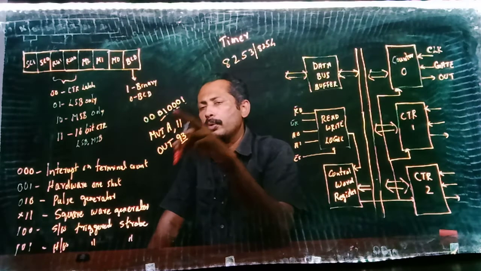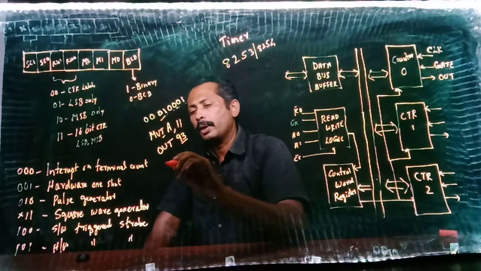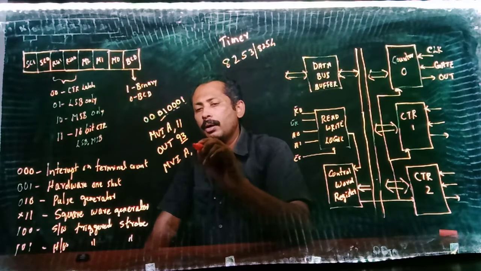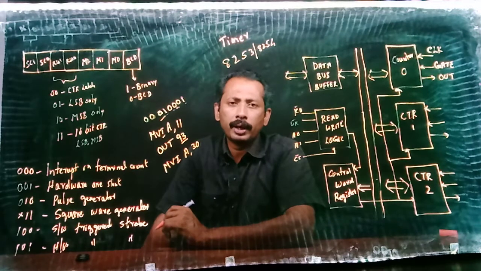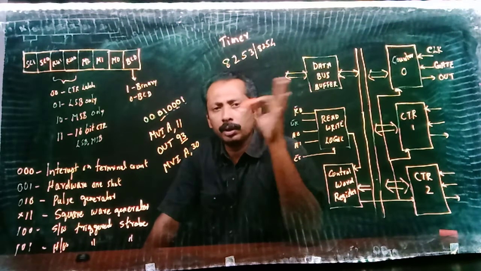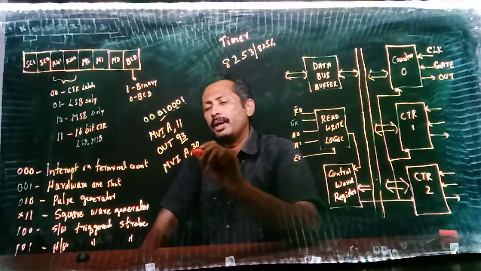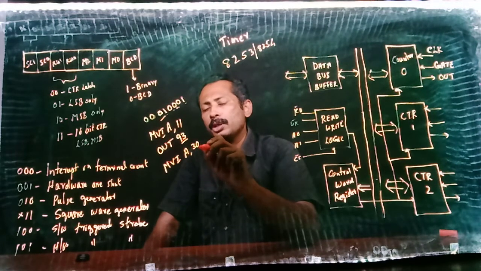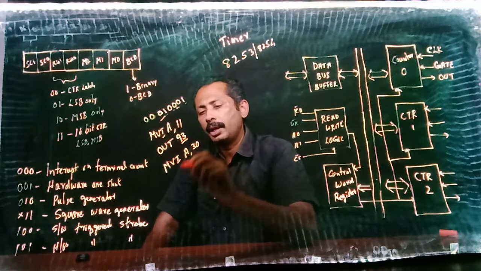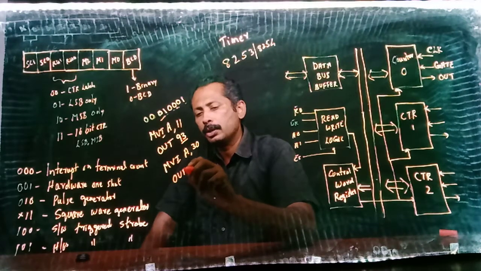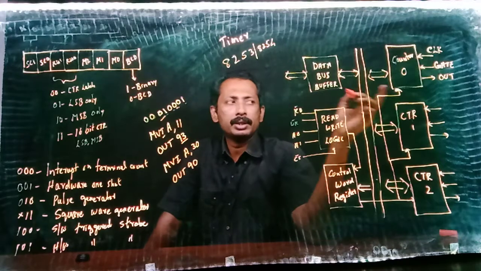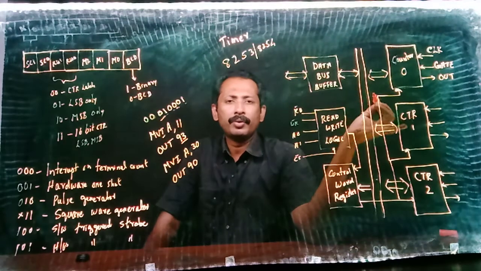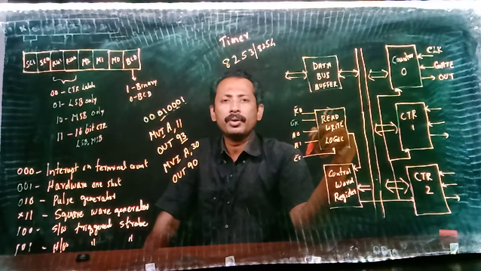So now I have to load the count. So I am loading the count to counter 0. MVI A comma, my count is 30. Whatever time I have to keep, I have to find out the count depending on the clock frequency. So MVI A comma 30 means I am loading a count 30 to register A, and I will be loading this to counter 0. So out 90. 90 is the address for counter 0, 91 for counter 1, 92 for counter 2, and 93 for the control register.